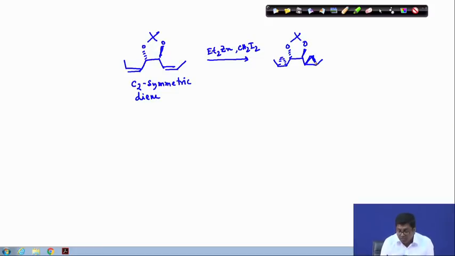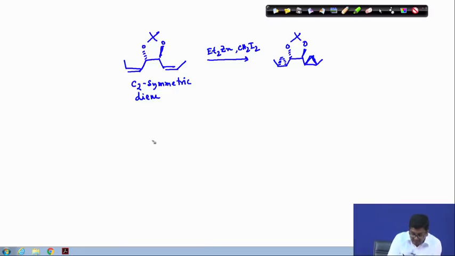So, you can easily understand that due to the presence of these heteroatoms, here it is oxygen, they are guiding the stereochemistry of the cyclopropane. In this case, it is a beautiful example. You see there are two hydroxy groups with different stereochemistry, and they are actually guiding what will be the stereochemistry of the cyclopropane product.